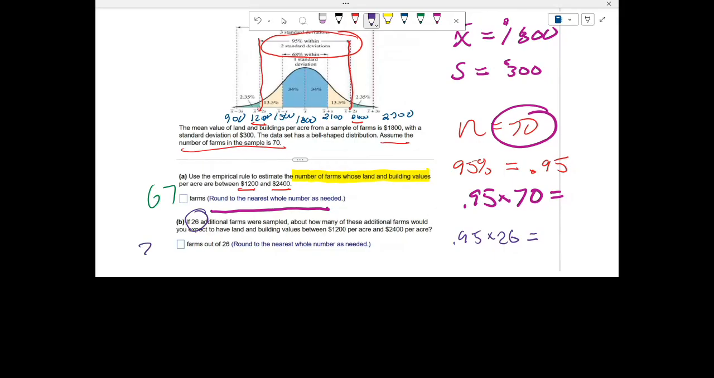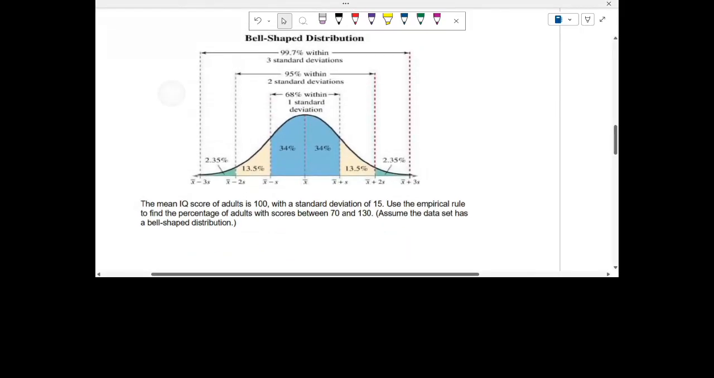25? There you go. Look what it says: 25 farms out of the 26. Sometimes people ask if I'm supposed to add it to the 70. No, they're just talking about that additional part. All right, let's keep moving along.